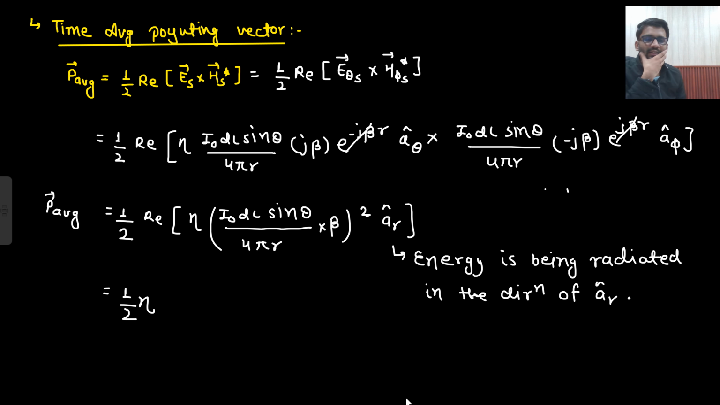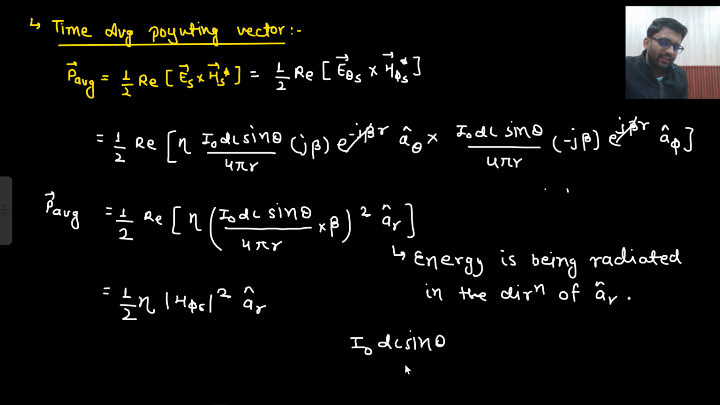What do you think? What is this? Can I write it down as h phi s square AR cap? Isn't it the magnitude of h phi? What is your h phi s? Don't look back. Write down the h phi s expression on your own. The more you write down, the more you will be able to remember. So what is that expression? Idl sin theta upon 4 pi r, j beta, e to the power minus j beta r, a phi cap.